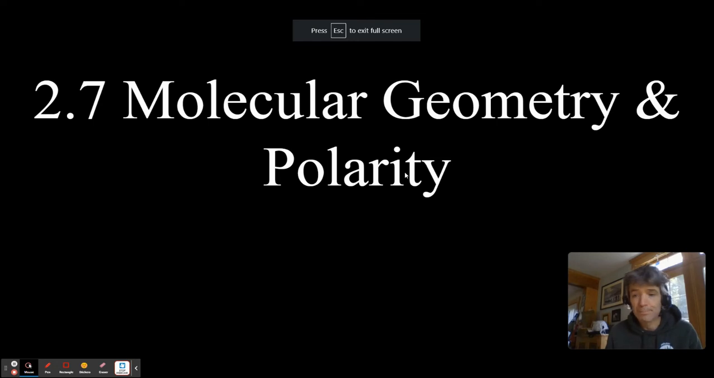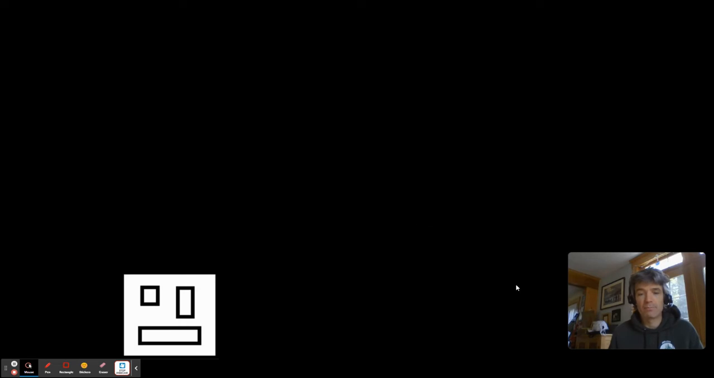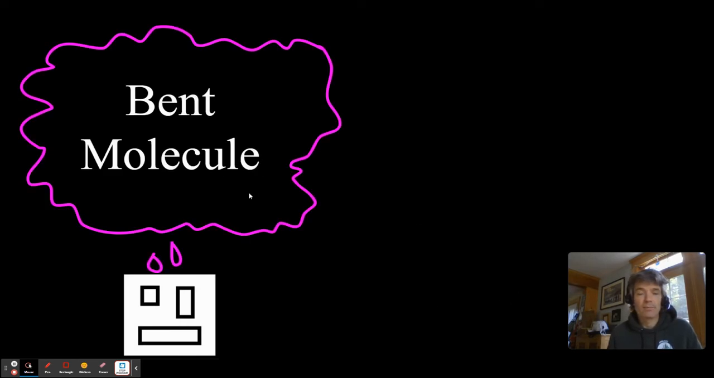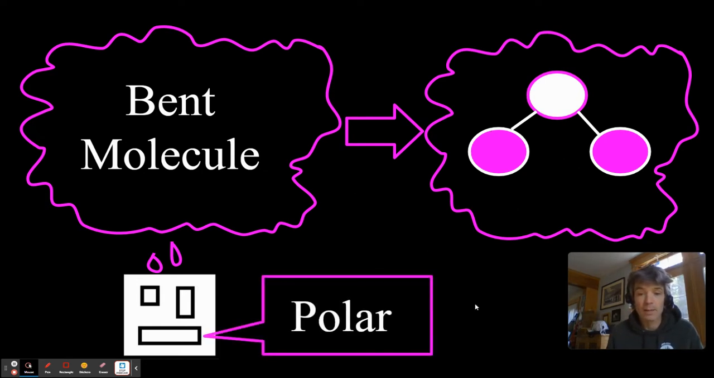All right, here's our topic, and here's our objective. What this objective means is, if I know the shape of a molecule or I know the picture of a molecule, what does that mean? Does that tend to be a polar molecule or a nonpolar molecule? This, being water or bent, tends to be a polar shape.